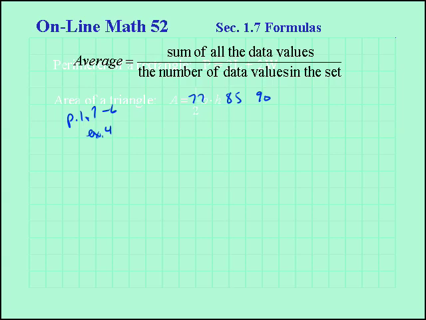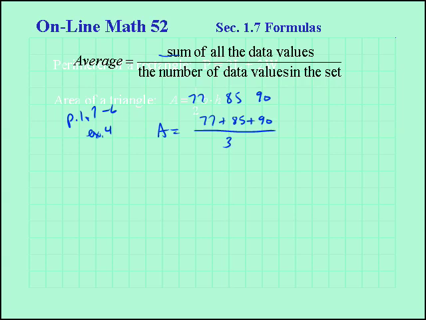A equals, that's for average, sum of all the data values. See that up here, that numerator? Sum of all the data values. That means we have to add these together. So I'm going to write it, first of all, 77 plus 85 plus 90, divided by or over the number of data values in the set. Well, how many do you see? 1, 2, 3. We have 3. 3 tests, or probably what it is.